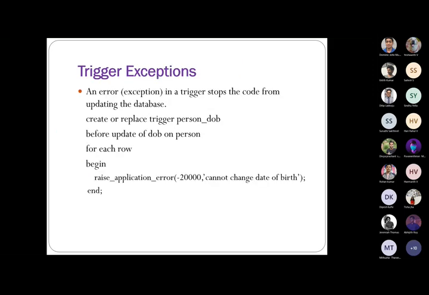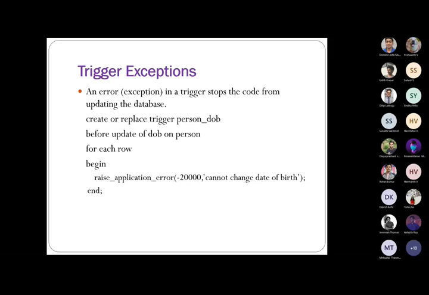For example, you want to raise an exception using a trigger. An exception in a trigger is an error that stops the code from updating the database. For example, you have a person database, and you need to restrict the end user from updating the date of birth attribute of all the employees in the person database. This is going to be the code.